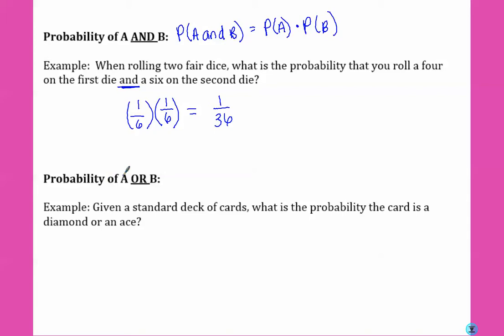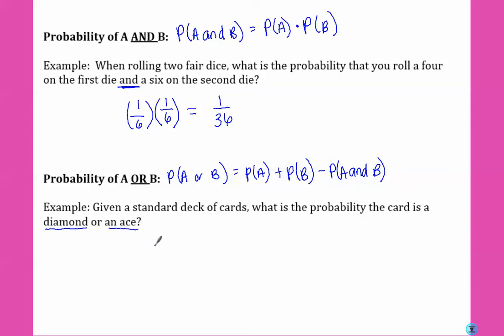If we have the probability of A or B, we take the probability of A, add the probability of B, but we're going to subtract the probability that it's both, because otherwise we'll have some overlap in our answers. So given a standard deck of cards, what is the probability the card is a diamond or an ace?